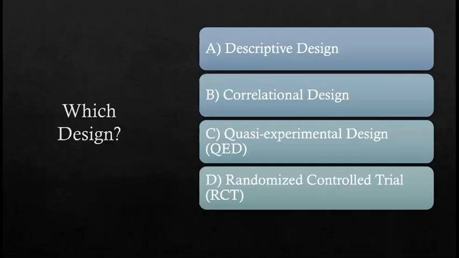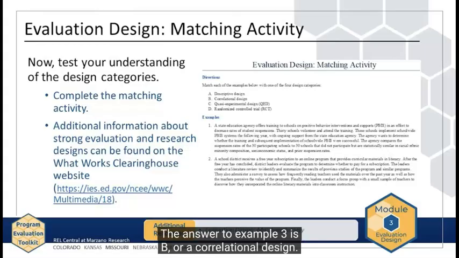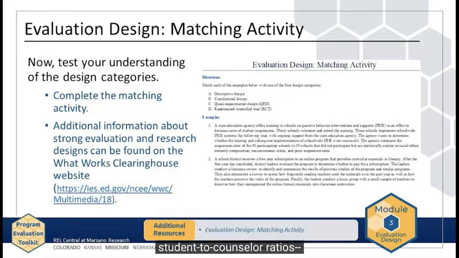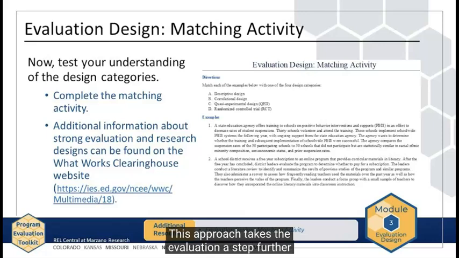Which design is described? A. Descriptive design. B. Correlational design. C. Quasi-experimental design, or QED. Or D. Randomized controlled trial, or RCT. The answer to example 3 is B, or a correlational design. Here, the administrators examine how one variable, student-to-counselor ratios, relates to other variables, attendance and college-bound students. This approach takes the evaluation a step further than a descriptive design, but again, there are no treatment and comparison groups.